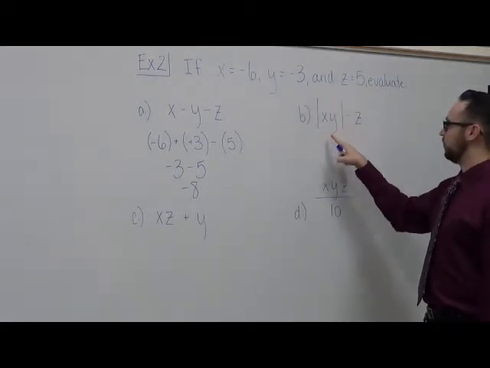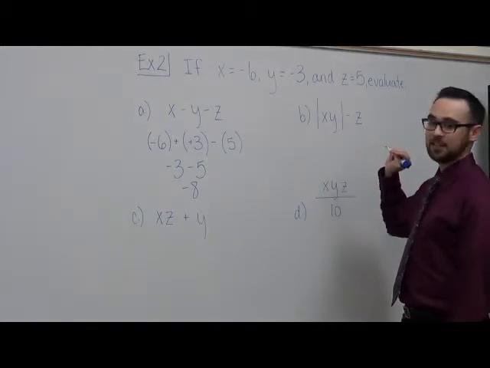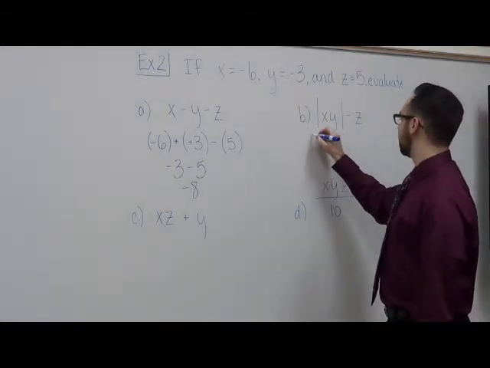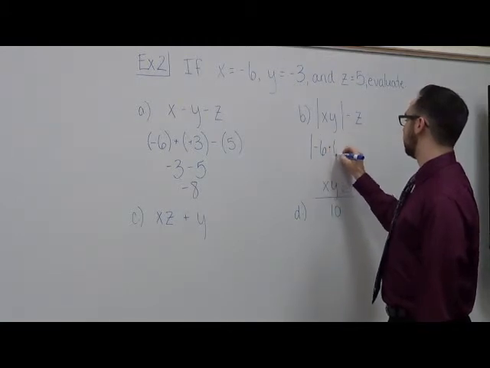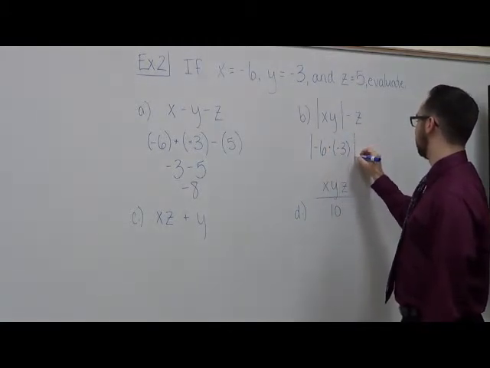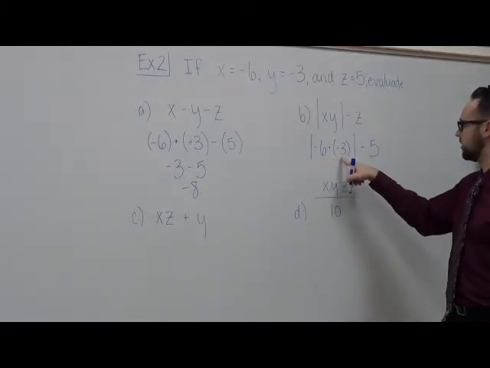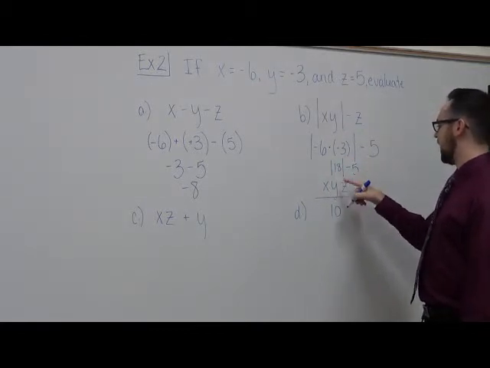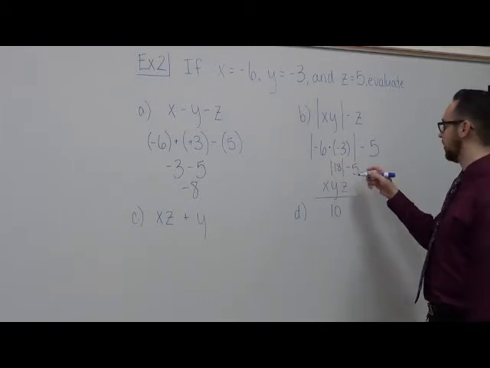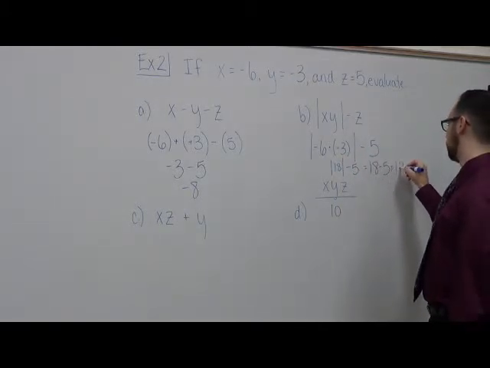Now here we have the absolute value around it. So what that means is we're going to have to multiply inside and then take the absolute value. So we have the absolute value of -6 times a -3 minus 5. So -6 times -3 is going to be positive 18 minus 5. The absolute value of 18 is 18, so then we have 18 minus 5, which is 13.